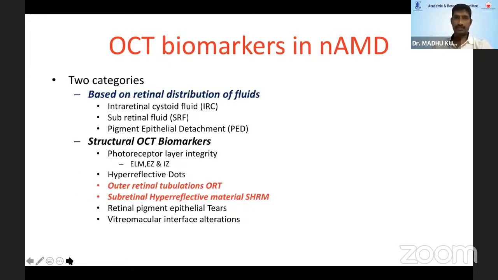Largely, OCT biomarkers in neovascular AMD can be divided into two categories. One is based on the retinal distribution of fluids, that is the intraretinal cystic fluids, IRC, subretinal fluids, SRF, or pigment epithelial detachments. Coming to the structural OCT biomarkers, there is the photoreceptor layer integrity, that is the ELM, EZ, and IZ, and the hyperreflective dots, which is already covered. I'll be speaking about the ORT, that is outer retinal tubulations, and the subretinal hyperreflective materials.